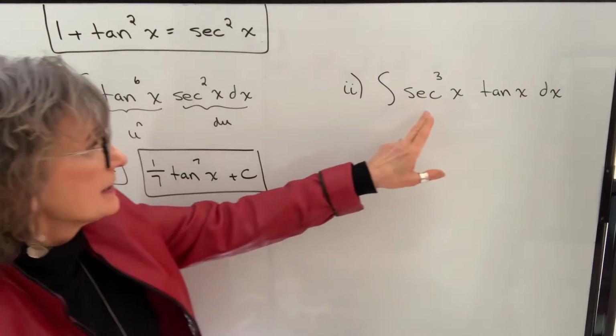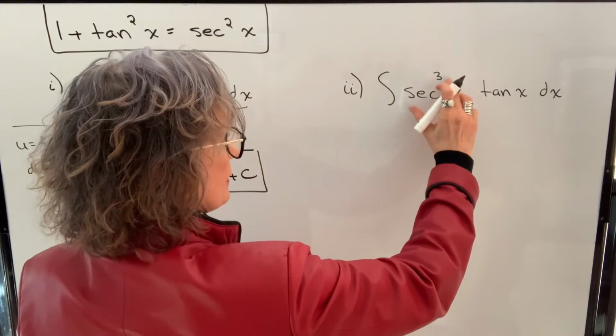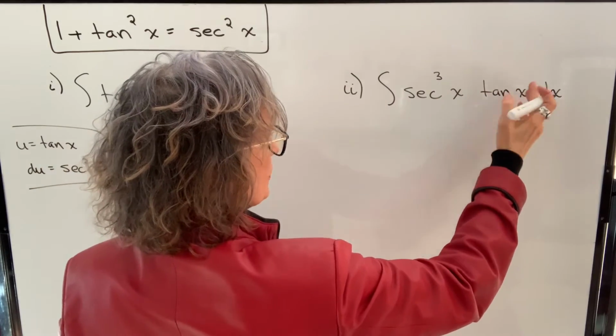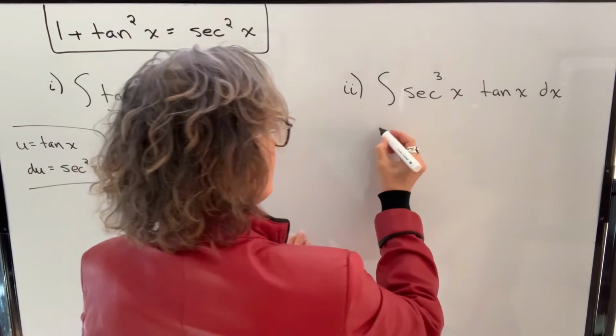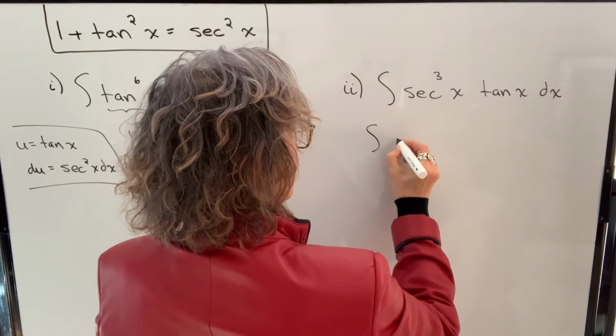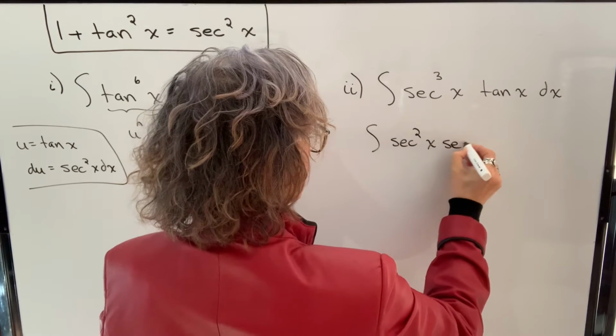In our next example, we have a secant function, but it's cubed. We have a tangent function without a power. Now I'm going to break that up. I'm going to break secant cubed into secant squared times secant.